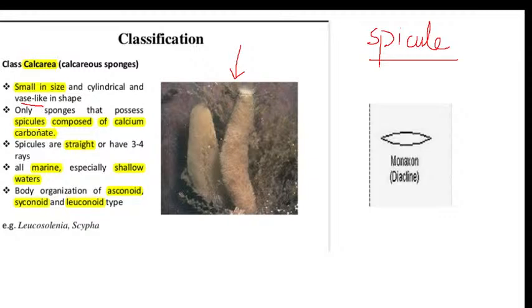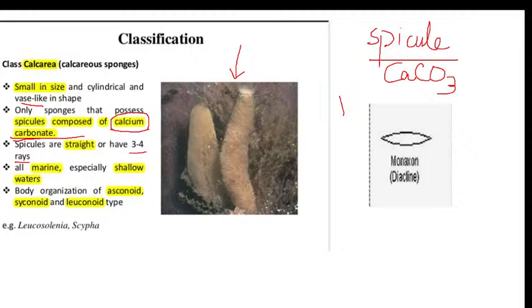Then the sponges possess spicules which are composed of calcium carbonate. Calcium carbonate, that is very important. The spicules of these sponges are made up of calcium carbonate, CaCO3. So the spicules are calcareous, meaning they are made up of calcium carbonate. Then the spicules are straight and have 3 to 4 rays; one or two ray extensions can be seen.